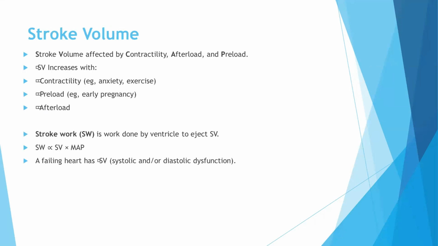Stroke volume is affected by the contractility, afterload, and preload of the patient, and it increases with contractility, preload, and afterload. Stroke work is the work done by the ventricle to eject the stroke volume, which is directly proportional to the stroke volume times mean arterial pressure. A failing heart has a decreased stroke volume. It may be systolic dysfunction, or it may be diastolic dysfunction. Here is our answer: the stroke volume may be decreasing due to systolic or diastolic dysfunction.